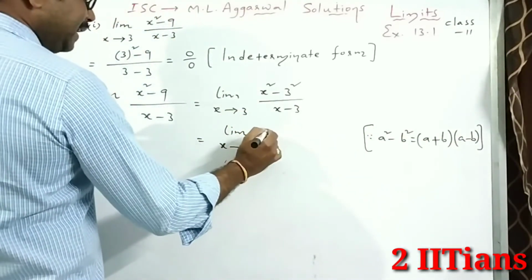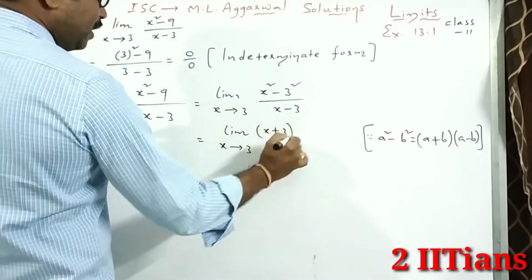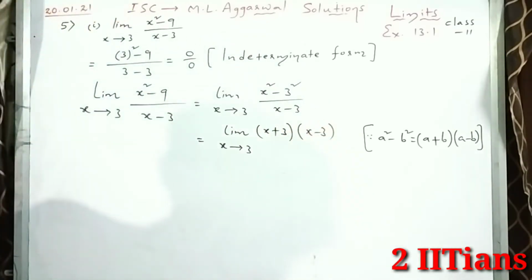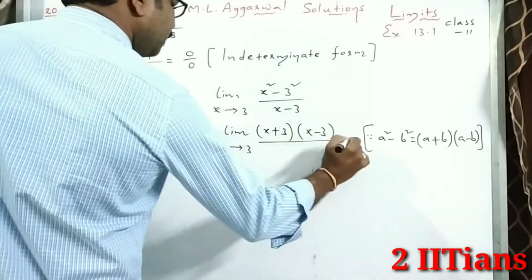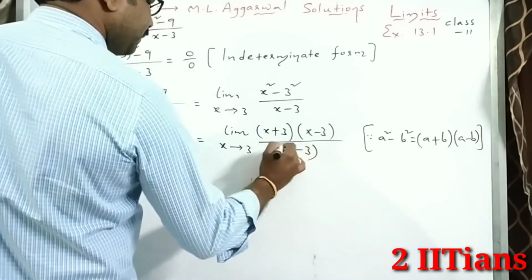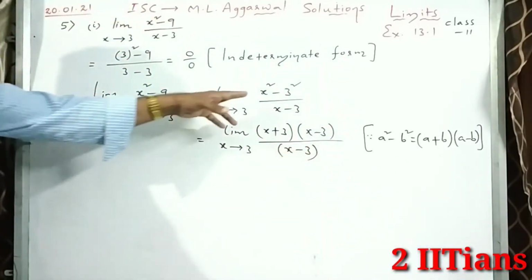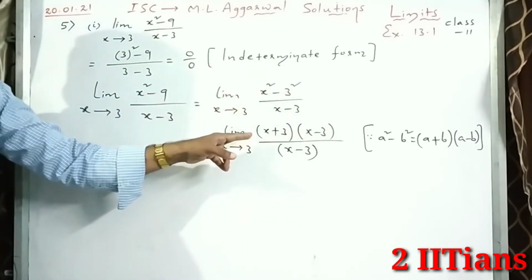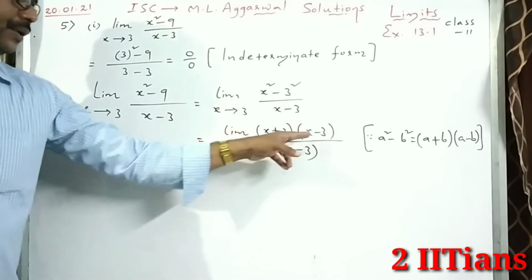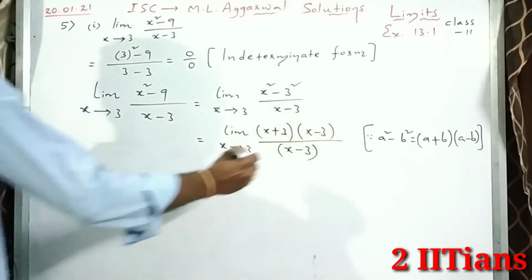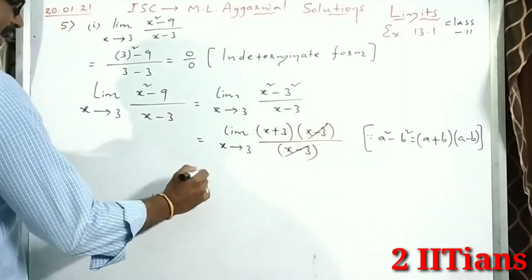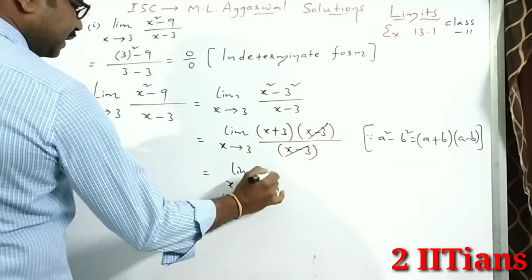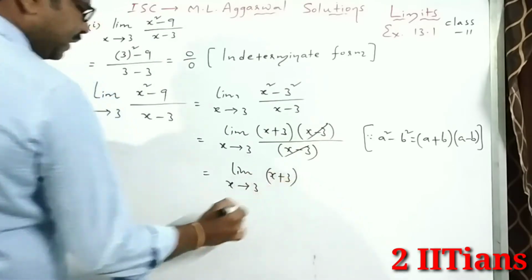So can I write x plus 3 of x minus 3 upon x minus 3? Is that clear? It looks like a square minus b square, and the formula is a plus b into a minus b. So x minus 3 gets cancelled. Limit of x plus 3 as x tends to 3.